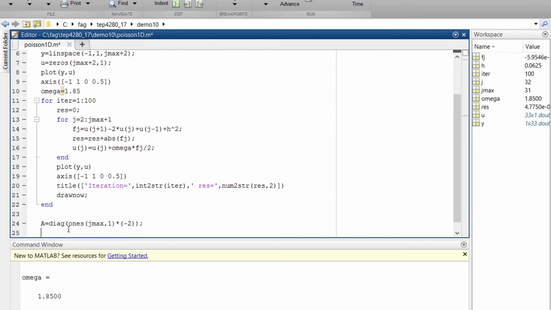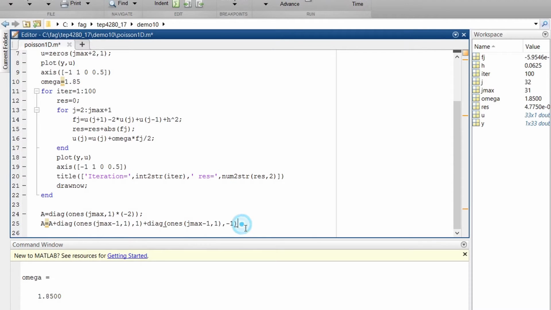Then we continue. We take that one, and then I add some more diagonals. I want ones, and now j max minus 1, because it's 1 shorter. If you look at the two bands next to the main diagonal, the one with all the 1s, this one should now be put in position 1 in diag. That should be one to the left of the main diagonal, and then we need one the other way as well. So I just copy that one and say minus 1. There I should have my coefficient matrix.